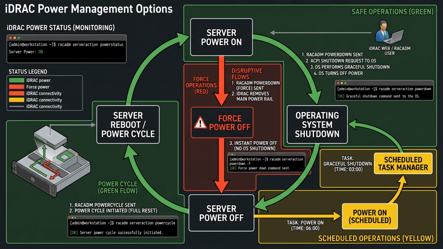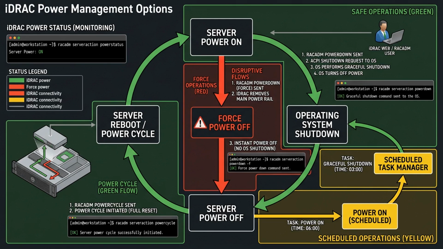iDRAC gives you complete remote power control over the server. You can perform a graceful shutdown directly from the web UI. Graceful shutdown sends a signal to the OS to shut down cleanly. You can also force power off when the OS is completely unresponsive. PowerCycle performs a complete reboot of the server.